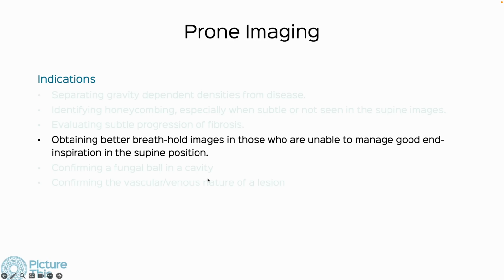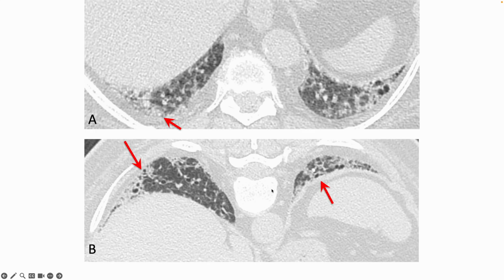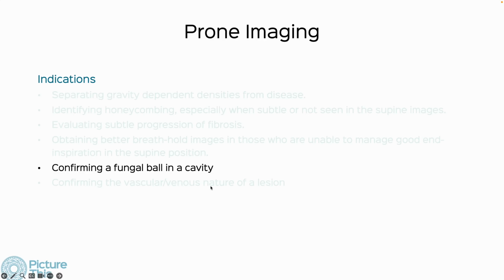Sometimes it's only on the prone images that people are able to maintain good breath hold. Here we were not able to get good breath hold, and you can see how everything is a little compressed in the basal regions. We put the patient in the prone position and everything's opened up, and now we can figure out that there's traction bronchiectasis, no honeycombing, or just a couple of cysts here, nothing else. But our ability to pick up things is so much better here.